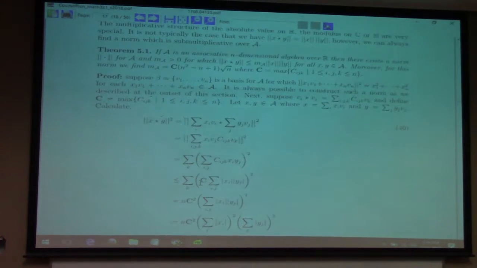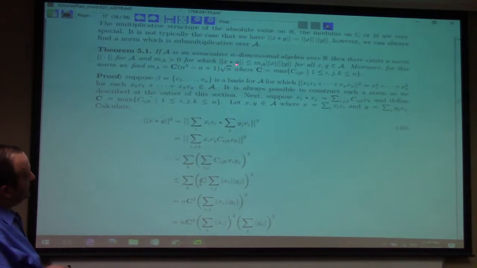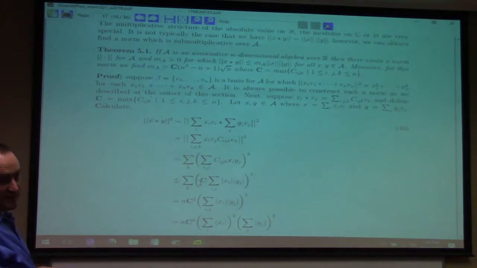Now, I stated that there's a submultiplicative constant, and I told you it was the square root of 2 for the hyperbolic numbers. Here's the theorem: there exists this M sub A such that the norm of the product is less than or equal to the product of the norms times this constant. Here's my proof. It relies on the structure constants I introduced last time. If we take C to be the max of all the structure constants, which for everything I've shown you so far is just 1, the big C is 1.